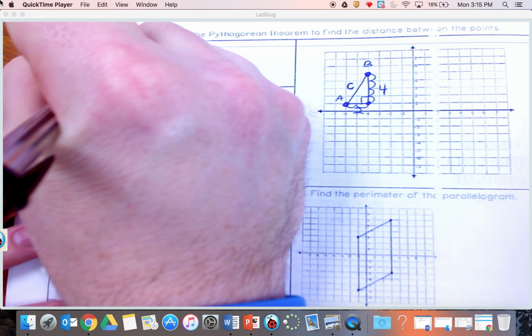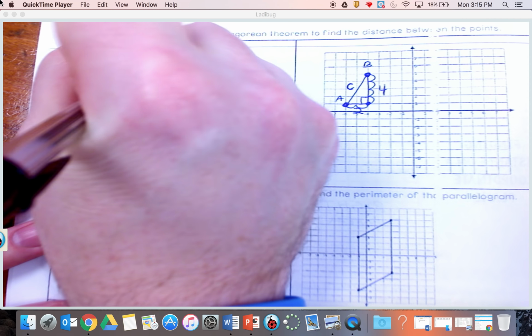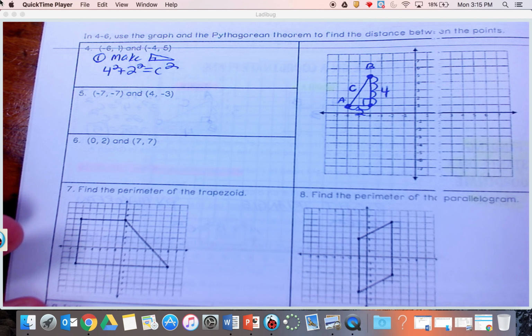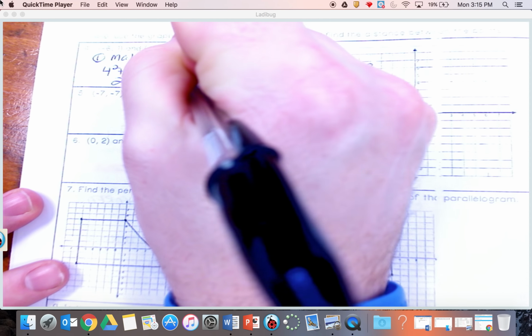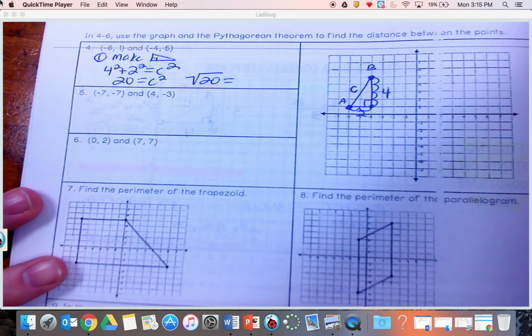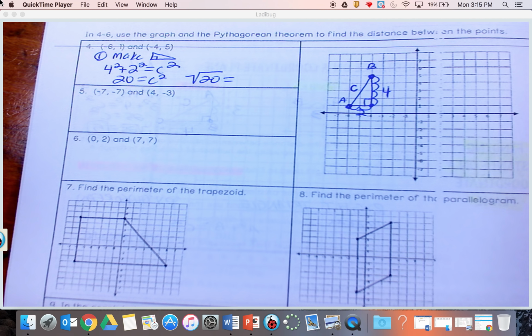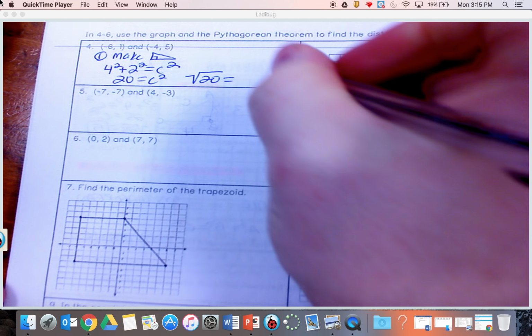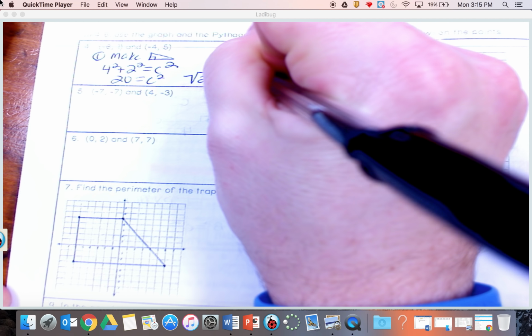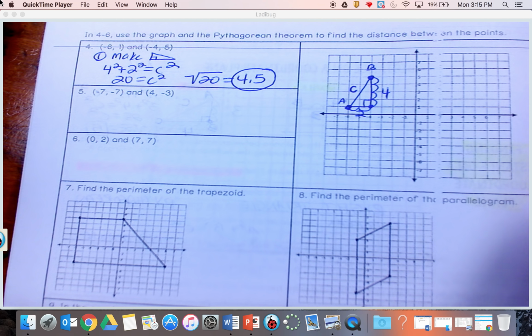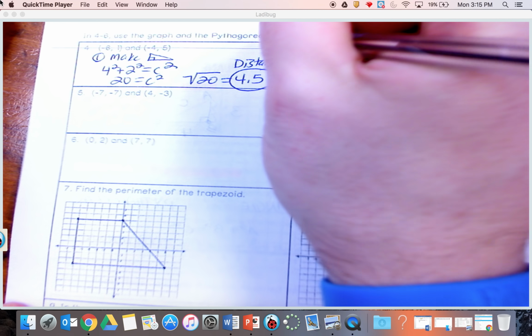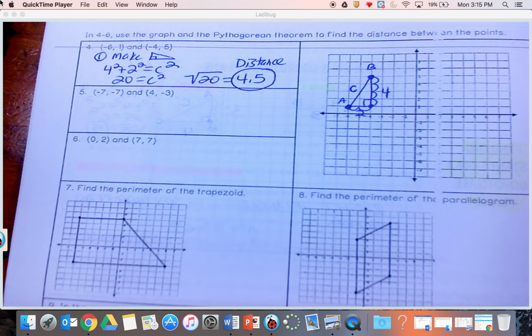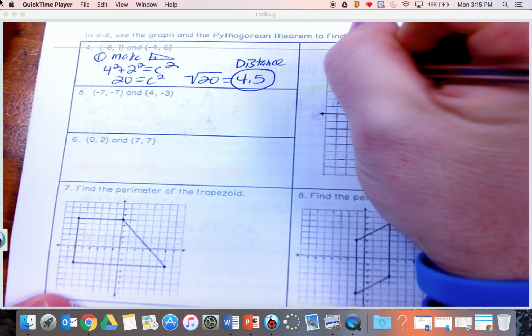I put it into my equation: 4 squared plus 2 squared equals C squared. That's 16 plus 4, which is 20. Take the square root of 20, which should be almost 5. The distance is 4.47, which I'm going to round to 4.5. So that's the distance between A and B. That's my answer, so I'm good to go.